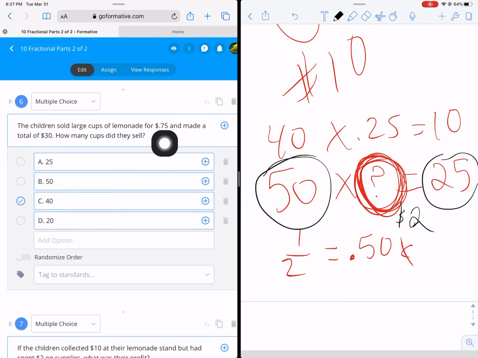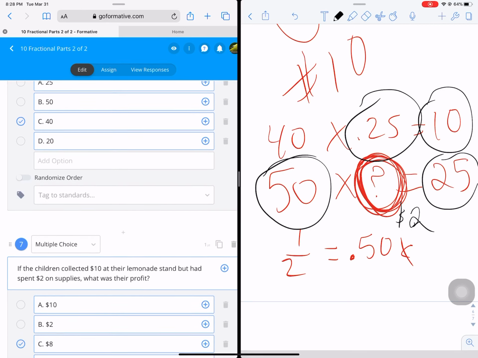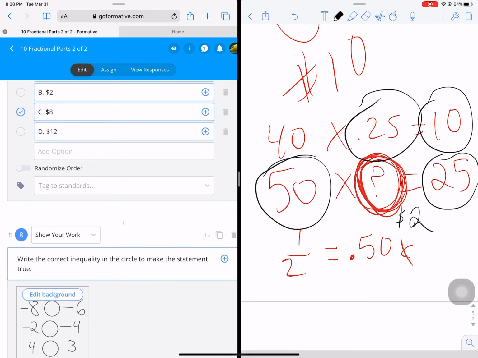This time you have the money and you have the total. So money, total. You don't have how many cups, so we're going to divide, okay? If they ever give us these two, we're going to divide. So something to think about: am I going to multiply or divide?